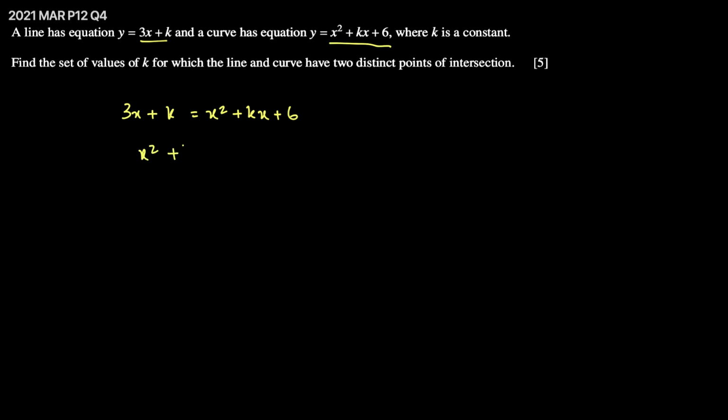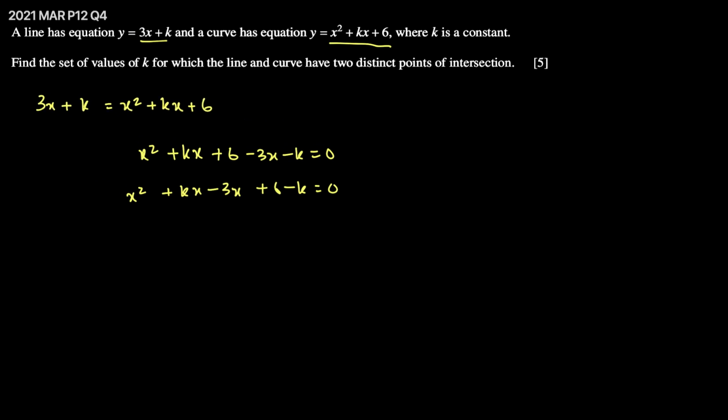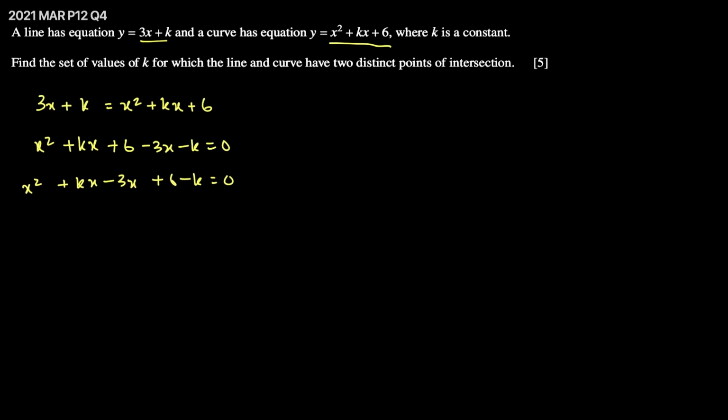So we have x squared plus kx plus 6. Now let's subtract 3x on both sides, and let's subtract k on both sides. So we have minus 3x minus k is equal to 0. So we have x squared plus kx minus 3x plus 6 minus k is equal to 0. And now we have our quadratic expression.